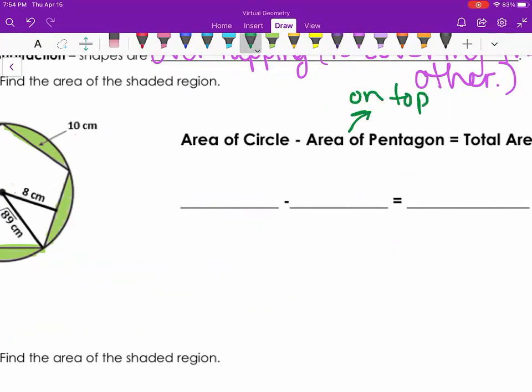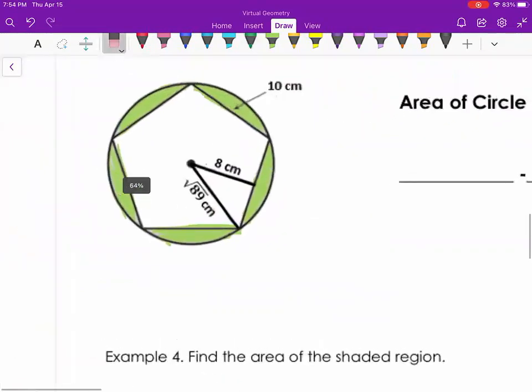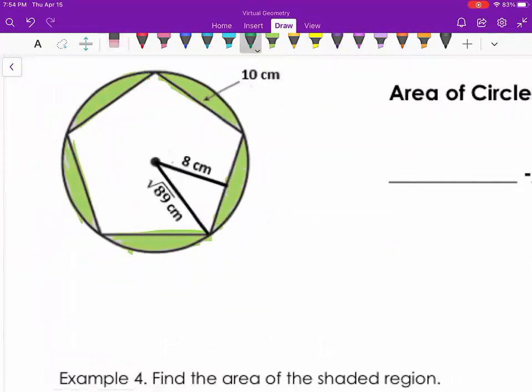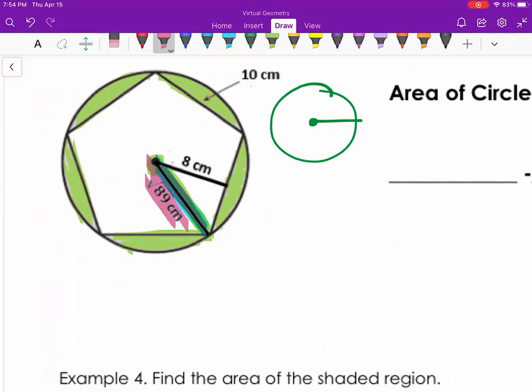So we need to get the pieces of our formula here. So we're going to have to take the whole circle. So what do I need for a circle? For area, I need a radius. And I do have that. There is our center of the circle. This segment goes all the way across the circle. And so that has my radius, which is the square root of 89.